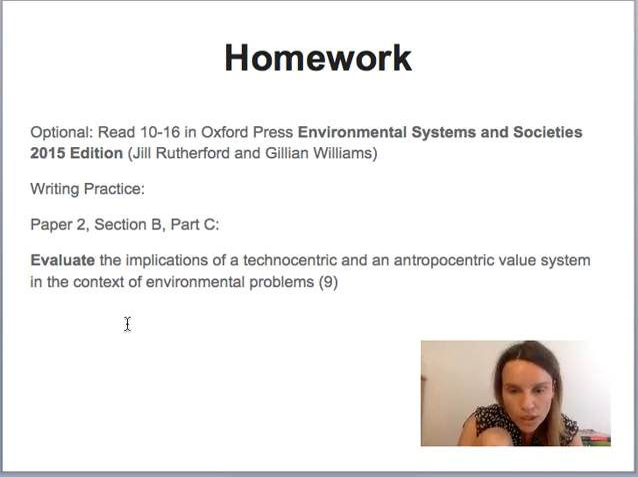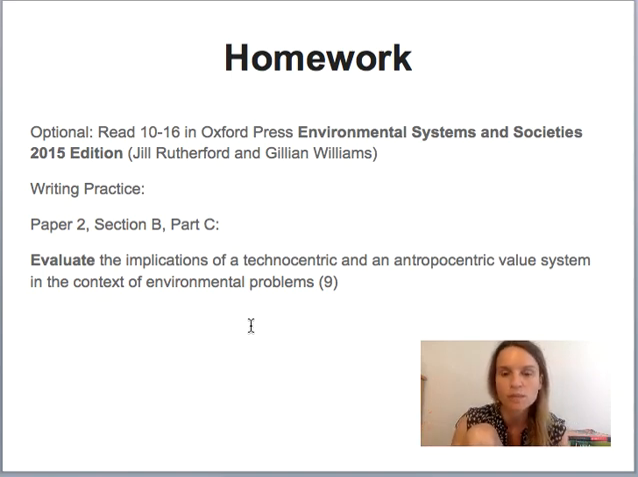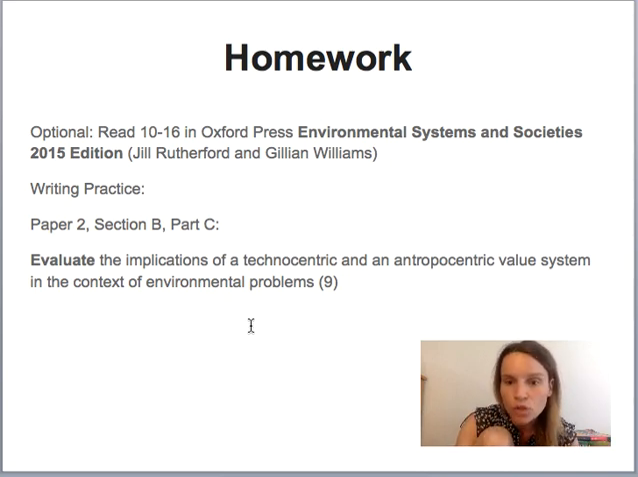So try to write a short 4-paragraph essay evaluating the implications of a technocentric and an anthropocentric value system in the context of environmental problems. Give the benefits and drawbacks of both of those types of systems with at least one specific environmental problem in mind. Give a specific example, something like what we just looked at, rebuilding after a natural disaster, or food production, or carbon dioxide pollution, and talk about the benefits and drawbacks of each of those value systems.